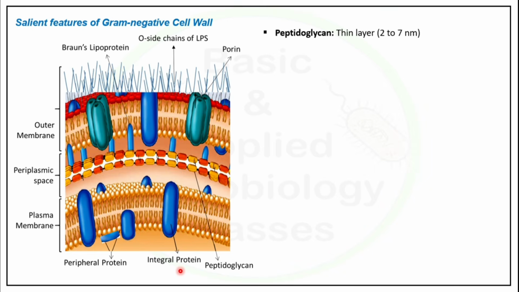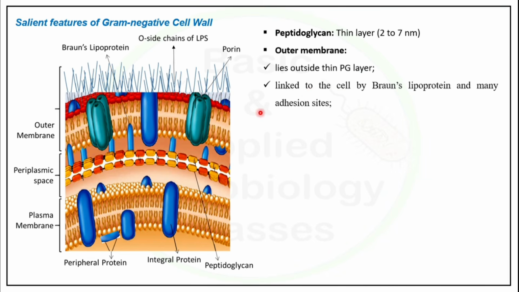Then if we talk about thickness, you should know that a 2 to 7 nanometer thickness is there. When we compare it with gram-positive, of course the peptidoglycan layer is thin in the case of gram-negative bacteria, right? Next point, you see here, the outer membrane. The outer membrane lies outside the peptidoglycan layer. This is the peptidoglycan layer, this one, and outside this the outer membrane is present, right?